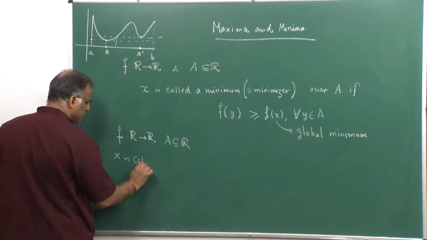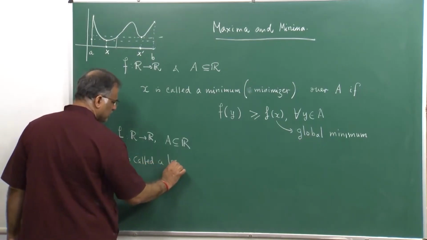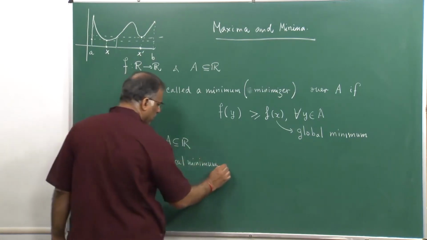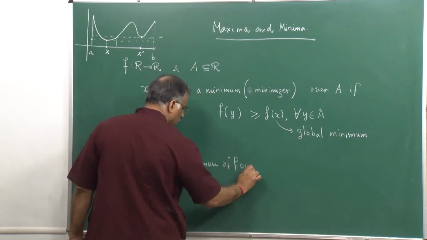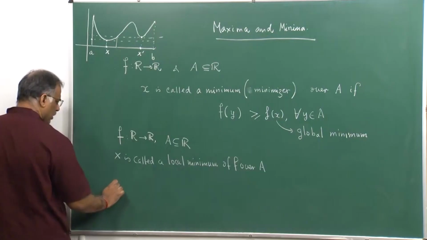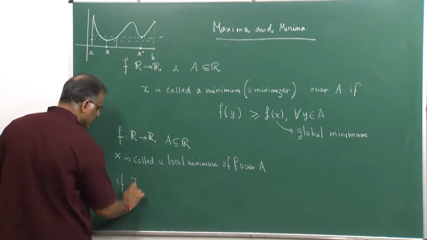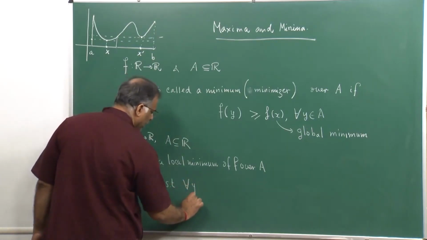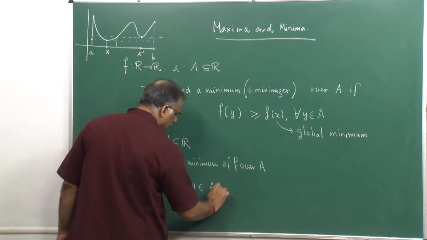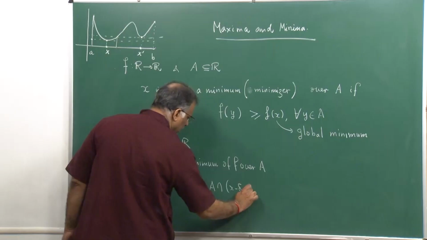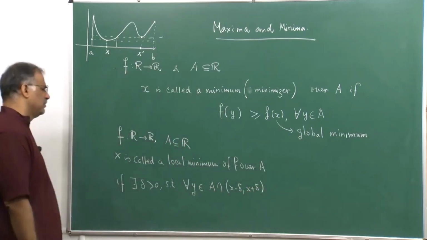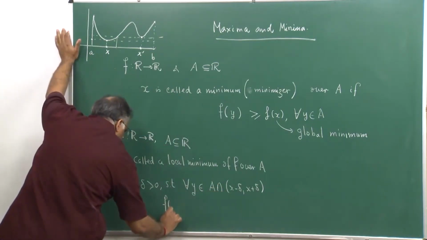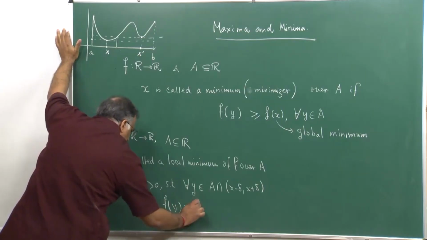x is called a local minimum of f over A if there exists delta greater than 0 such that for all y which is an element of A intersection (x minus delta, x plus delta), f of y is greater than or equal to f of x.